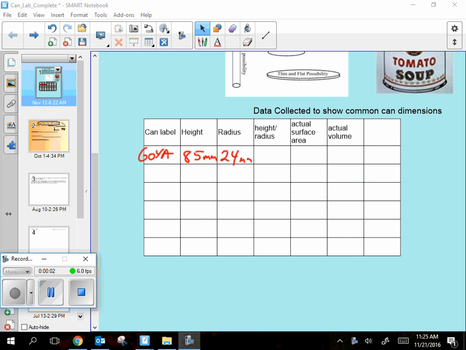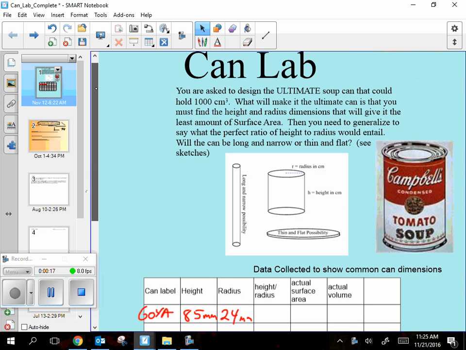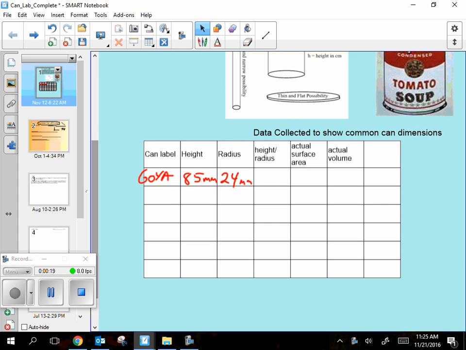Okay, today we are wrapping up this really short little unit on chapter 7. What you see on the board here is just part of the CAN lab, where today we took data. Basically, I'm having kids fill out this chart. This is the height, which you just measure, divided by the radius, which you just measured.